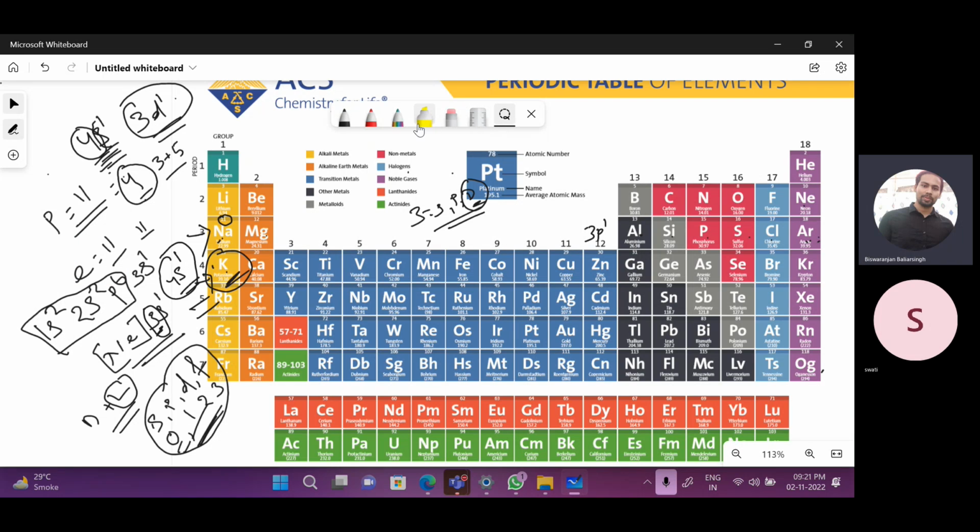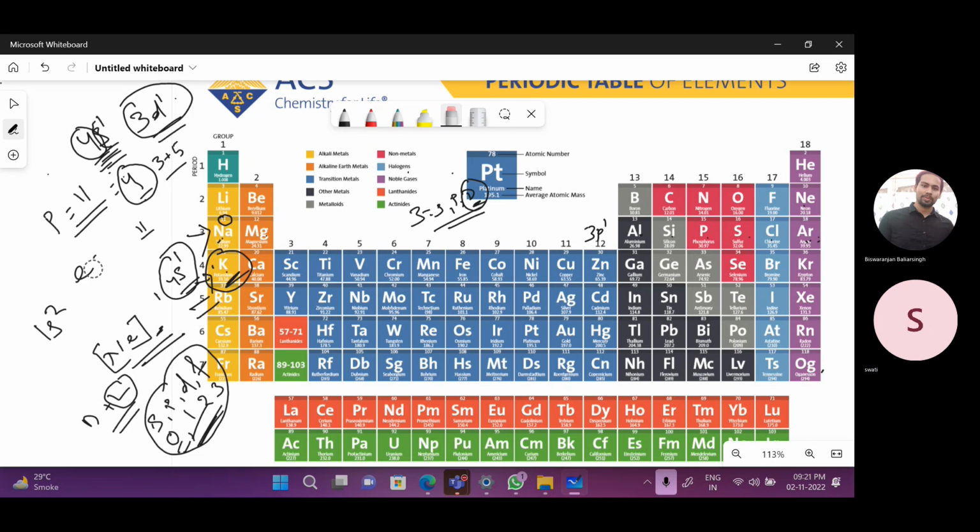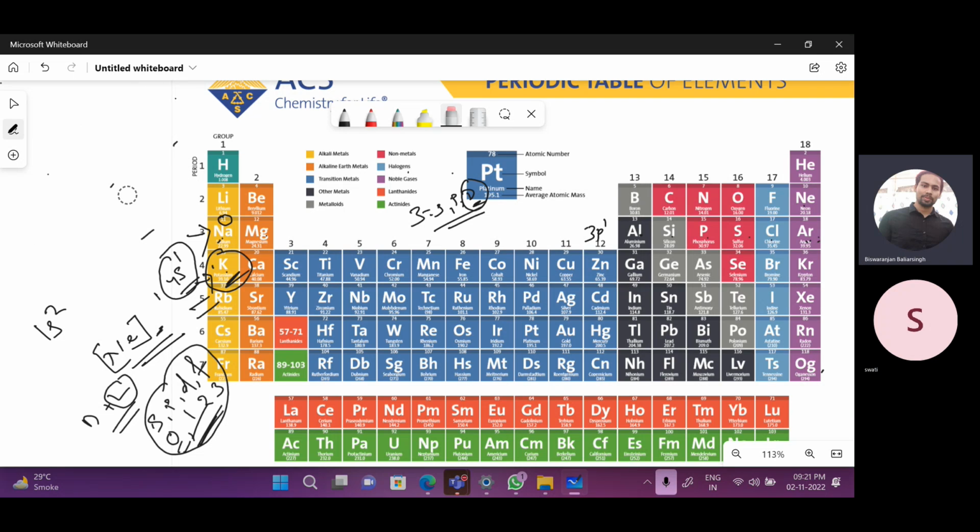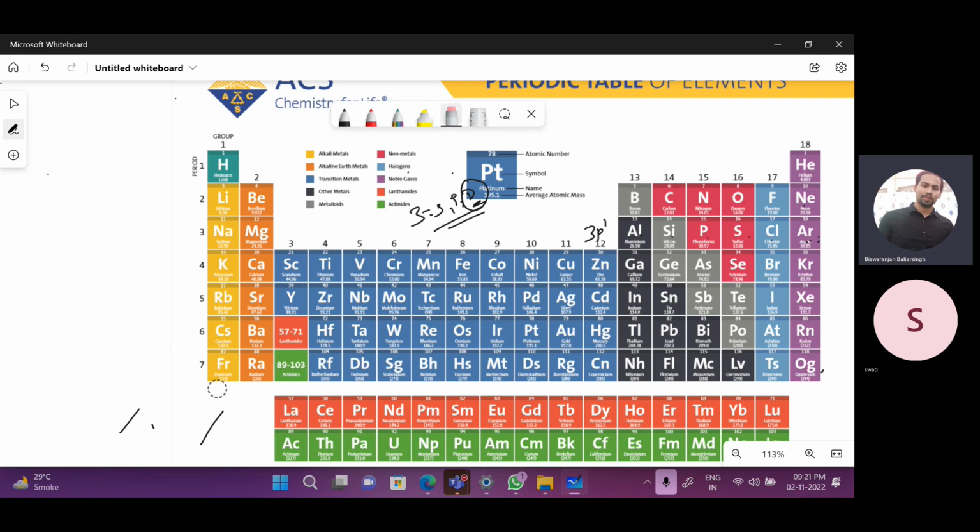I am erasing all those. Here one concept is clear: the n plus L rule. You got to know now why the electron doesn't go to the 3d1 but the 4s1. Good. We can write it like argon 4s1. We have already discussed it. Argon 4s1 is the potassium. Okay, then calcium. What will be the electronic configuration?